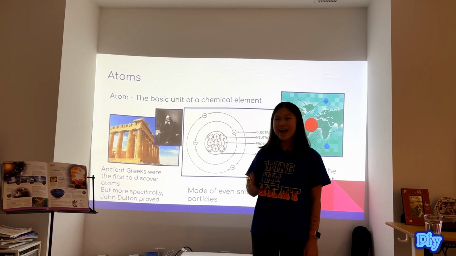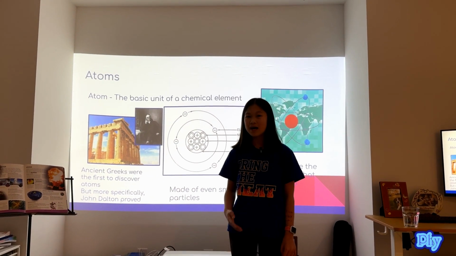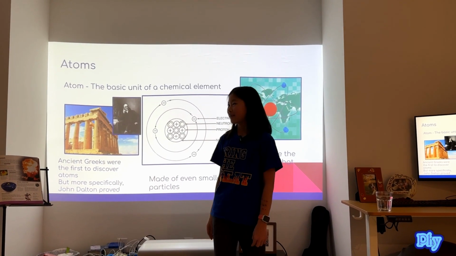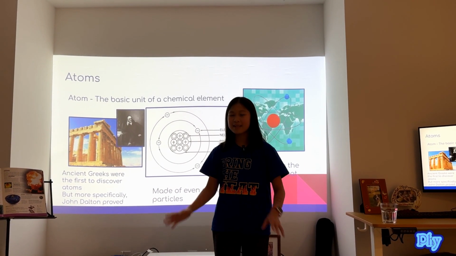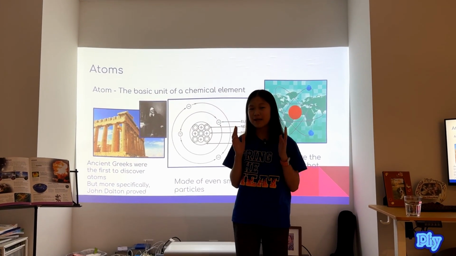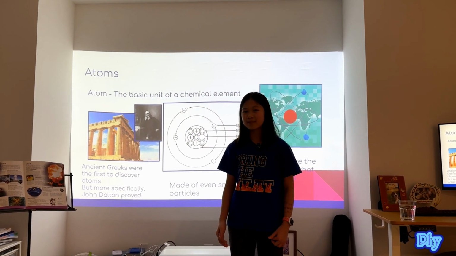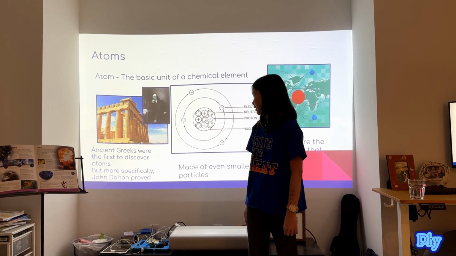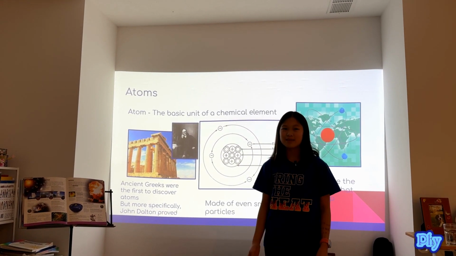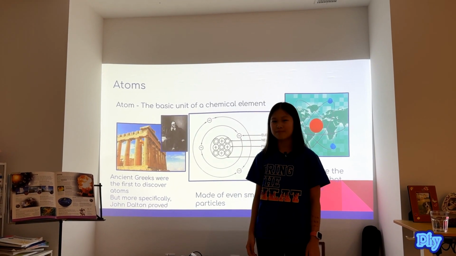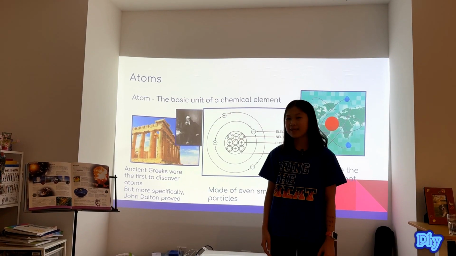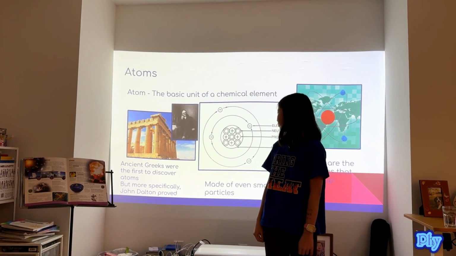As I said earlier, atoms are what make up matter. The definition of an atom is the basic unit of a chemical element. So everything has atoms inside. You can't see atoms, and you have to magnify them millions of times in order to see them. The ancient Greeks first came up with the idea of atoms, that there might be smaller particles in an object. But who really confirmed this was John Dalton. He was a British scientist.